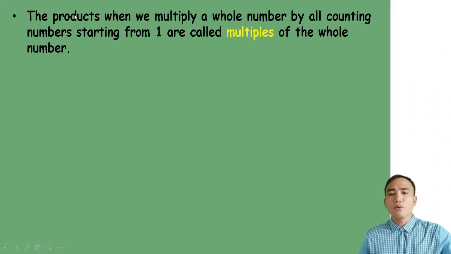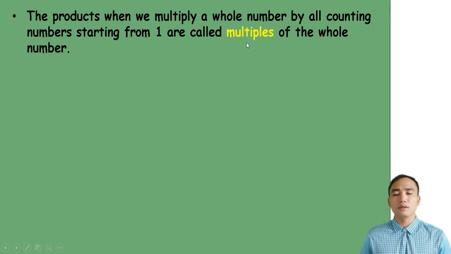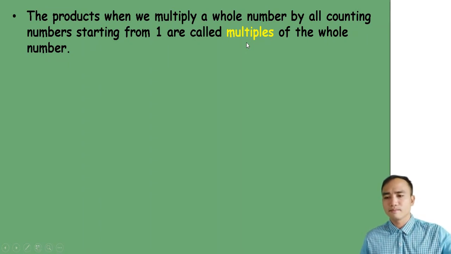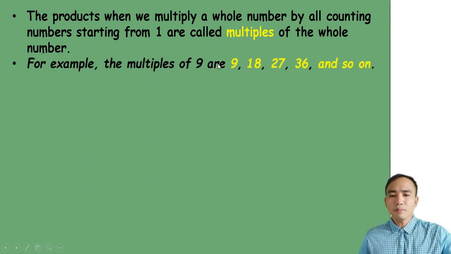The products, when we multiply a whole number by all counting numbers starting from 1, are called multiples of the whole number. For example, the multiples of 9 are 9, 18, 27, 36, and so on.